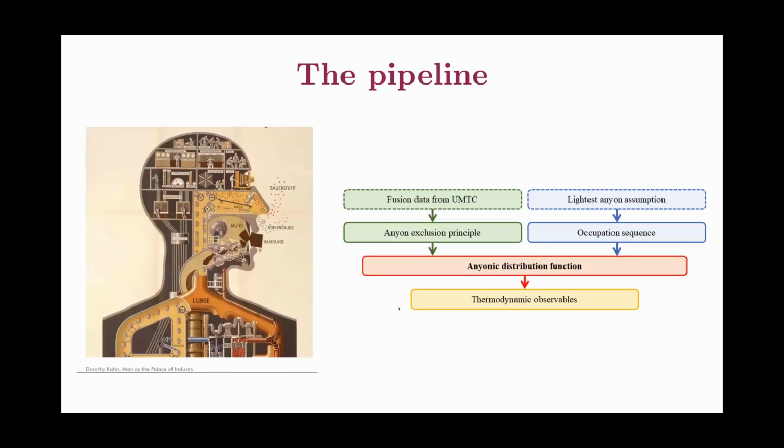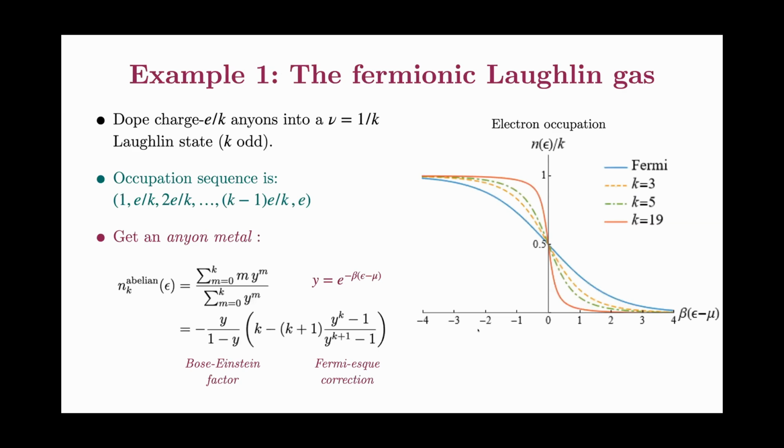Okay. Good. So we have a general pipeline for doing this for any topological order, but I'll go through that very quickly. I just want to show the actual results. So we can do this for abelian anyon gases as well as non-abelian. Here's the case of the fermionic Laughlin state, where the lightest anyon is the elementary one, okay, so charge e over k. In this situation, how I do my occupation sequence is I put one anyon, then an e over k anyon, 2e over k, et cetera, k times. Eventually, I reach an electron, and then I stop.